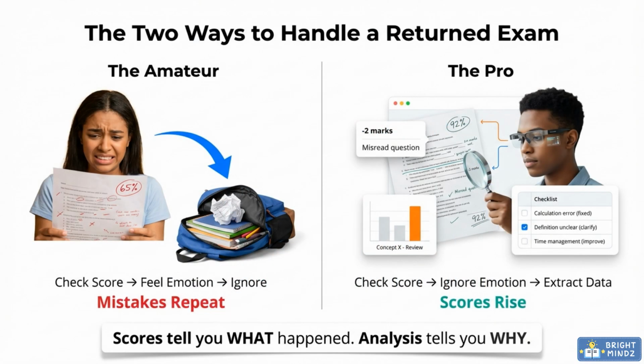Many students see a returned exam as a verdict. They glance at the score, feel good or bad, then shove it away. When that happens, the same timing problems, misreads, and slips show up again. A pro treats every paper as data. Notice patterns, label each type of mistake, and add it to a checklist. Scores only show what happened. Careful analysis explains why. That's the skill we'll build.